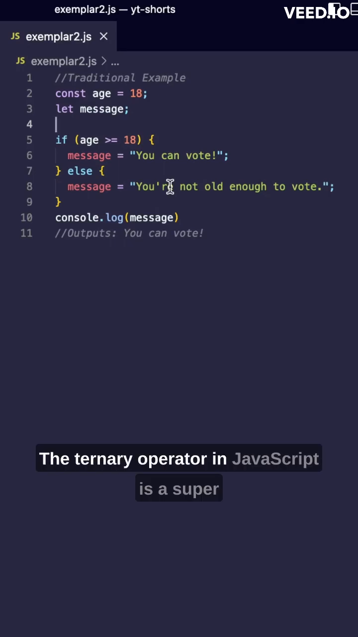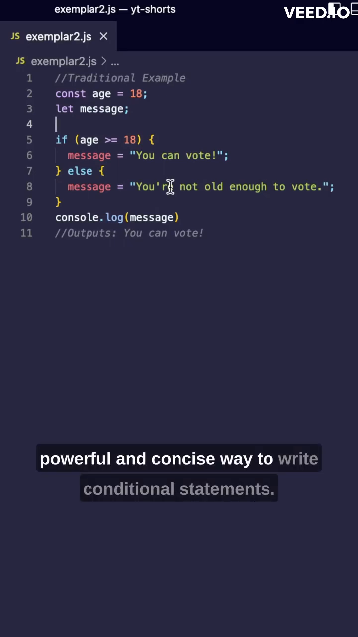The ternary operator in JavaScript is a super powerful and concise way to write conditional statements.